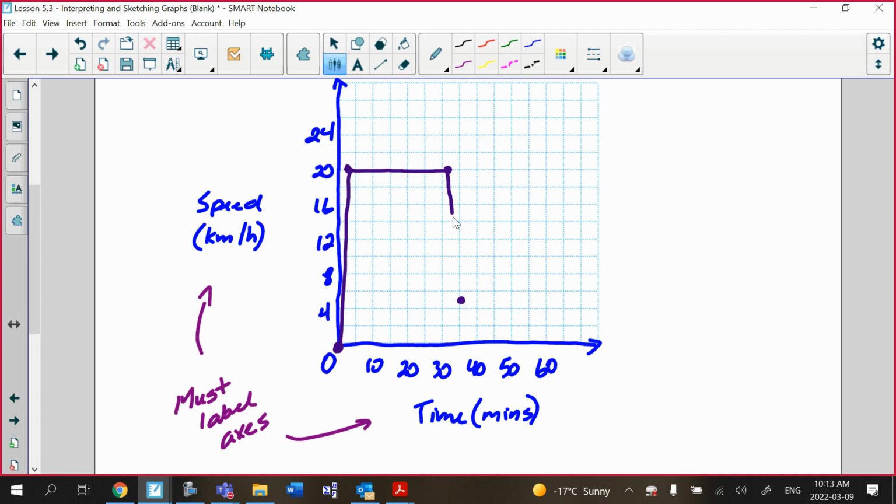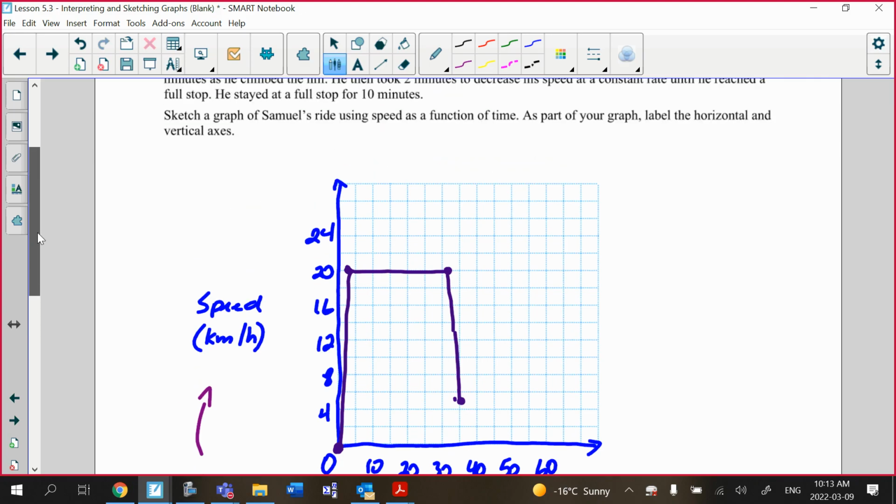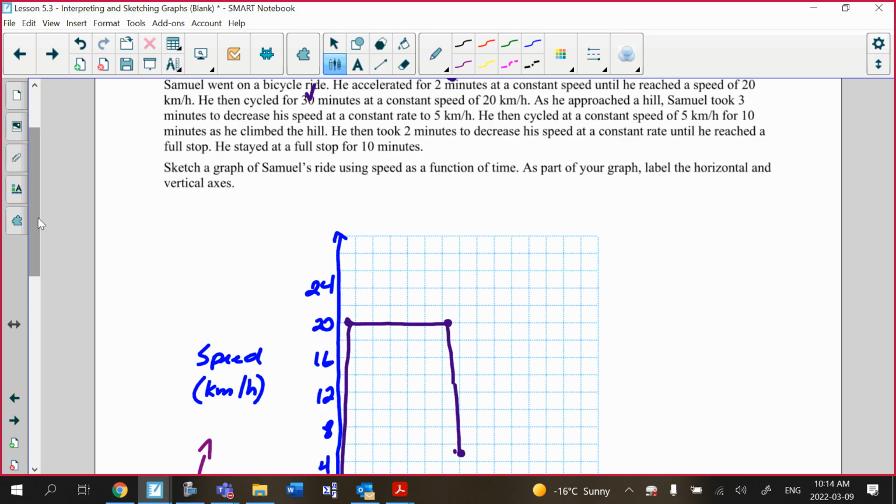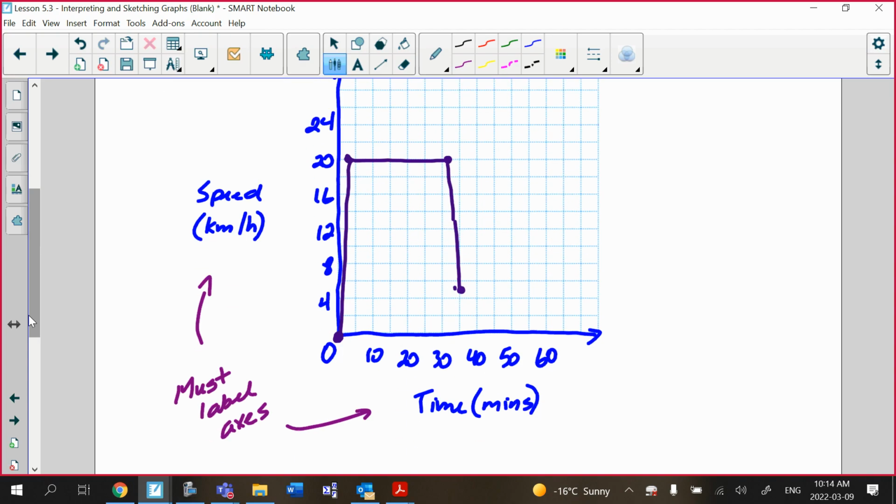And then he sticks at that speed for 10 minutes. So here he sticks at this speed for 10 minutes. Well, that's pretty straightforward. 5, 10. He'll be here. Then it takes him 2 minutes to decrease his speed until he reaches a full stop. So 2 minutes is less than half a grid line, and then he's at a full stop. So he's at 47 minutes.